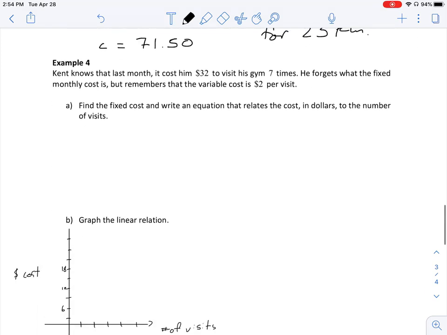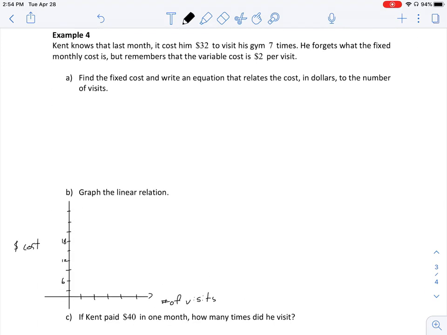Right? Slightly different example. Kent knows that last month it cost him $32 to visit his gym 7 times. He forgets what the fixed monthly cost is, but he remembers that the variable cost is $2 per visit. Right? So he doesn't know how much it costs basically every month, but he knows that every time he goes to the gym, it's going to cost him $2. Find the fixed cost and write an equation that relates the cost in dollars to the number of visits.